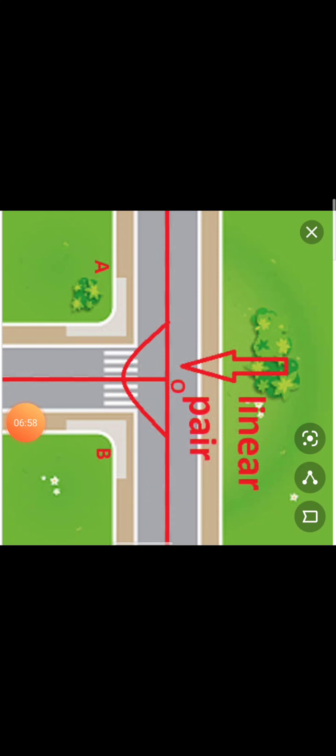Now this is the example of linear pair in our day-to-day life. Angle AOC and BOC, these are forming a linear pair. So in this way you can find linear pairs in our day-to-day life.